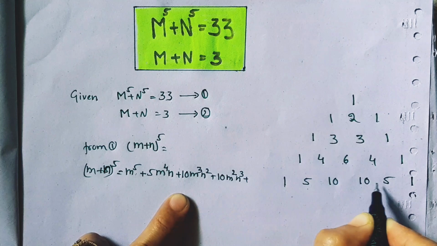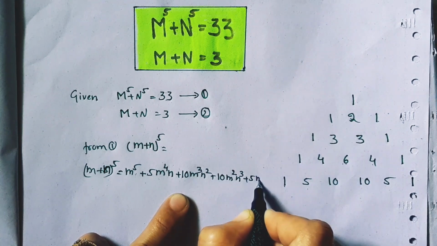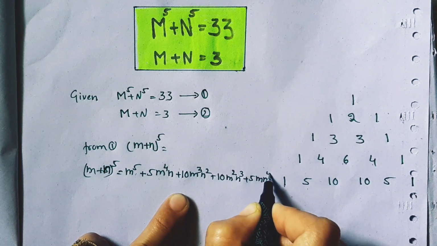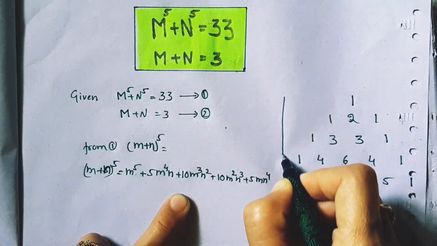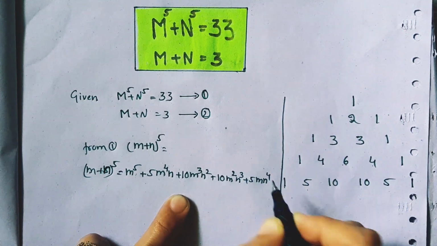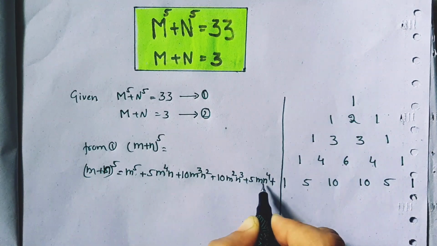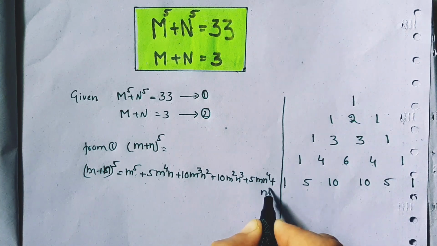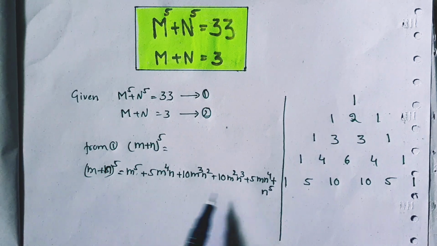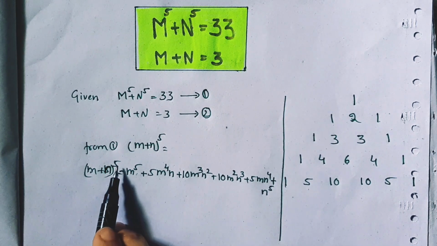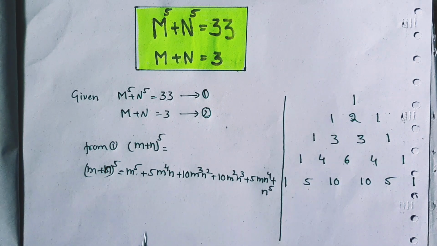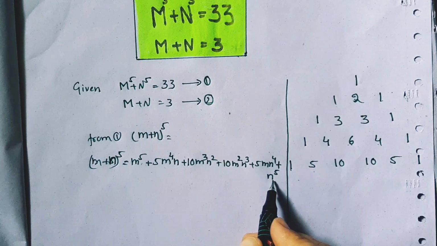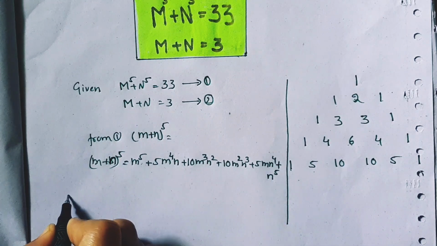Then 5 m n power 4. Let me draw a line so that you will not get confused. Then last is 1, meaning n power 5. So this is the expansion of (m plus n) whole power 5. Have you understood this step? Now just look at the next step.